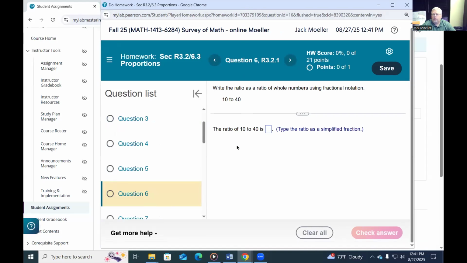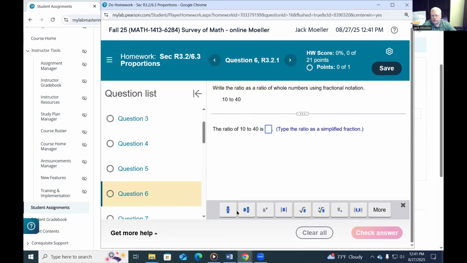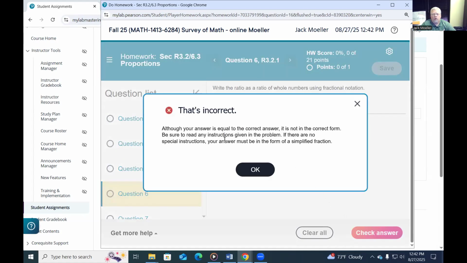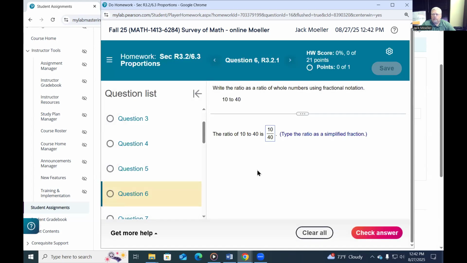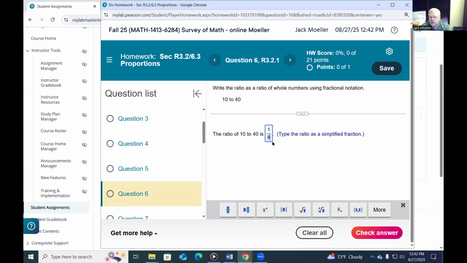So the ratio of 10 to 40, and it wants us to write the ratio as a ratio of whole numbers using fractional notation. And then it says simplified fraction. Okay, so a ratio is a fraction where basically they have the same units or no units. And so we want a fraction, so put a fraction bar. And now the question is, what goes where? The first number goes on top. Second number goes on bottom. All right, so now when I check answer, ooh, I got it incorrect. Why is that incorrect? Well, it's not simplified. Both of those are divisible by 10. So basically I can divide by 10. That makes that 1/4. So again, anytime you're putting in answers as a fraction, make sure it's simplified.